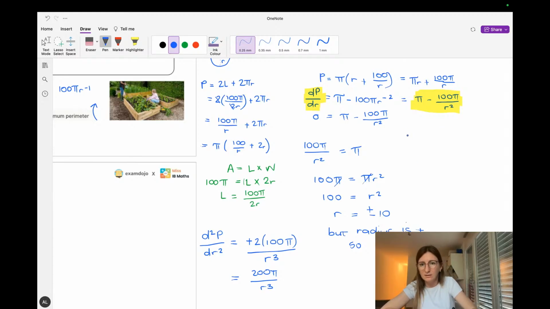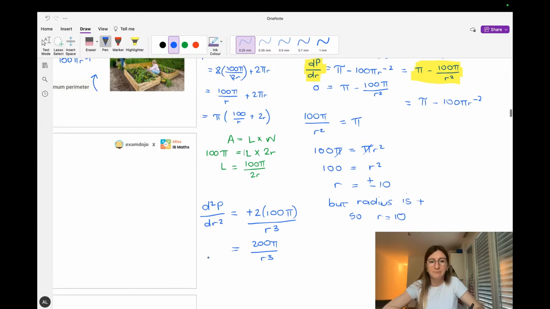In case I did that a little too fast, let me just rewrite this one. That was pi minus 100 pi r to the minus 2. If we write that in a different way, when we do minus 2 times this negative here, it becomes positive 2 times 100 pi, and then we take away 1 from the power, so it gives us negative 3, which I brought back down.